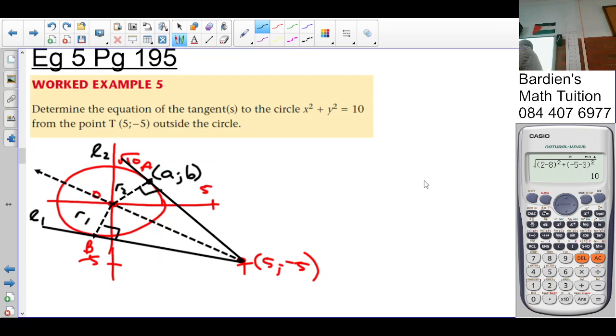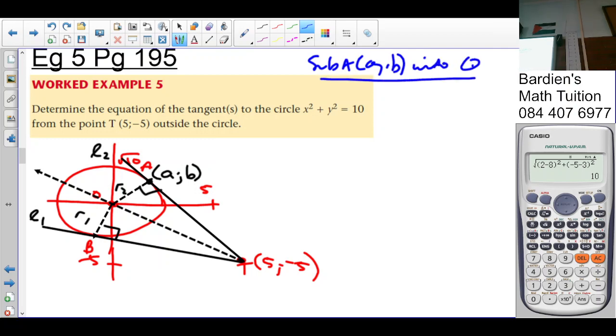Okay, so what they said was, since A is on the circle, you substitute A, which is (A, B), into the circle. If we do that, you're going to get A squared plus B squared is equal to 10. So A is equal to the root of 10 minus B squared. Okay? So now what they have is A in terms of B. Do they go with gradient after that? Just check me. Should have gone with gradient. Yeah, gradient.